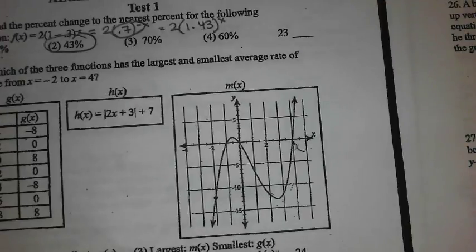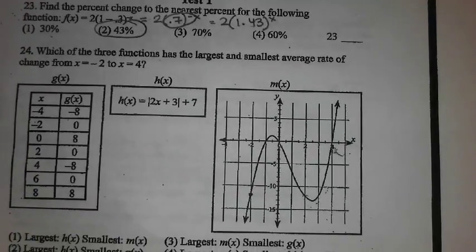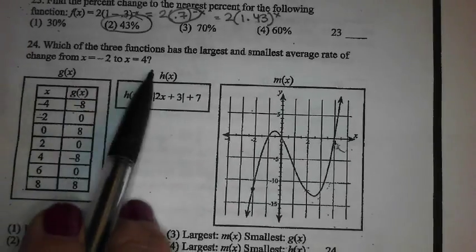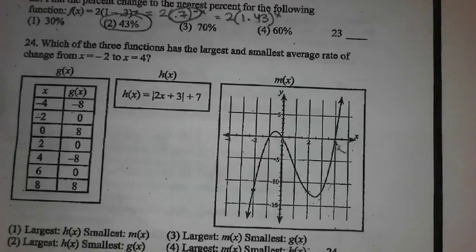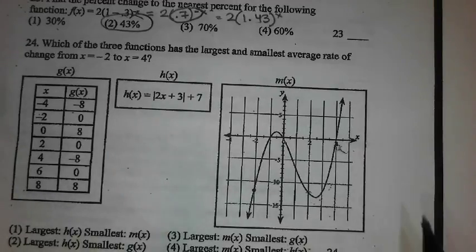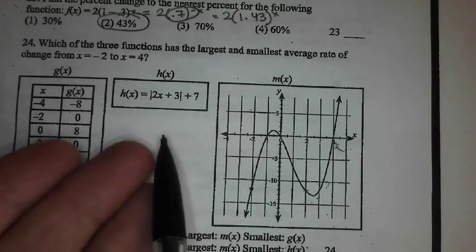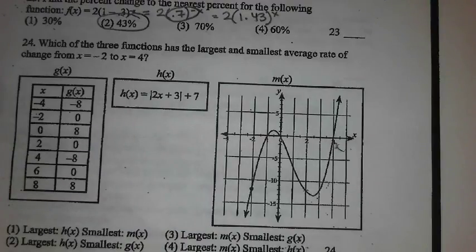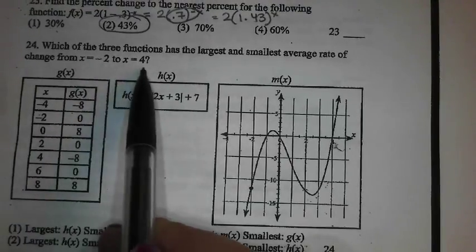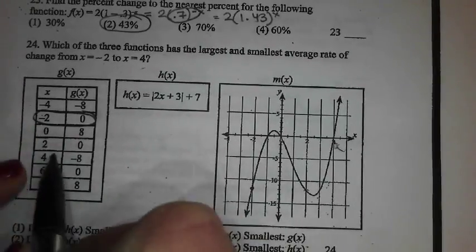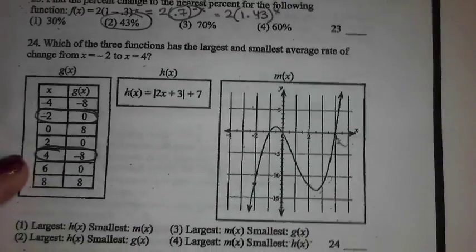All right, number 24 gives us 3 functions, asking which has the largest average rate of change from -2 to 4 and which one has the smallest. These are really the 3 presentations of functions that you should be used to: a table, an actual equation, or a picture of the graph. So we're going to have to find the average rate of change 3 times and just do some comparing. On a table from -2 to 4, an x of -2 is this point, an x of 4 is this point, and we just have to do the slope formula.